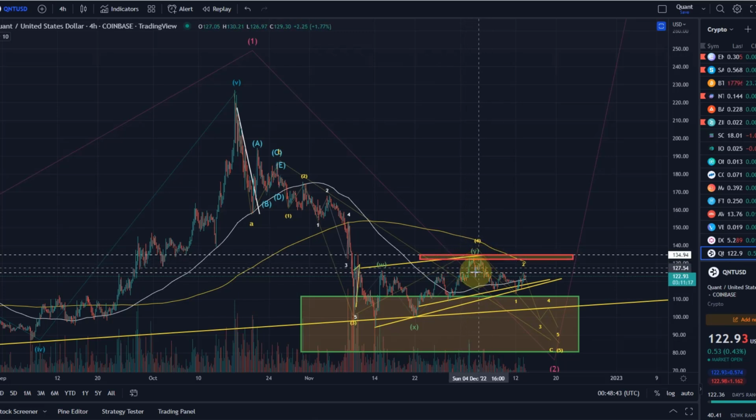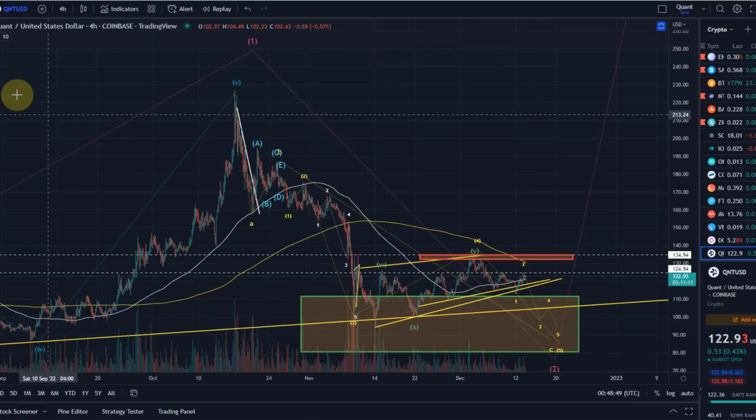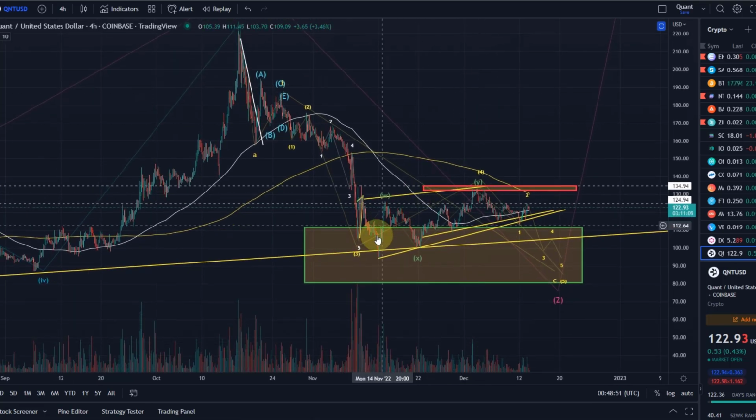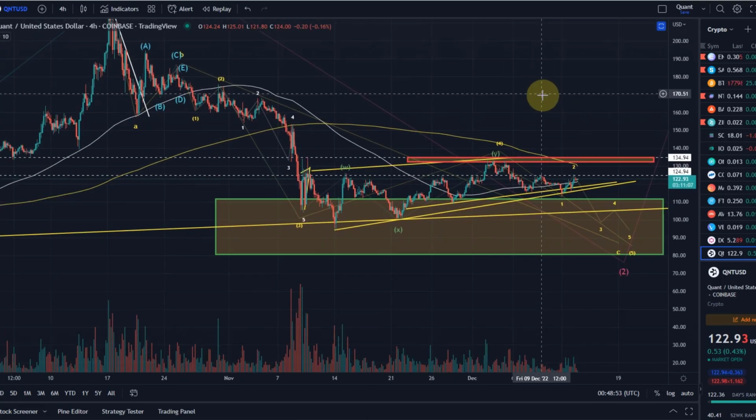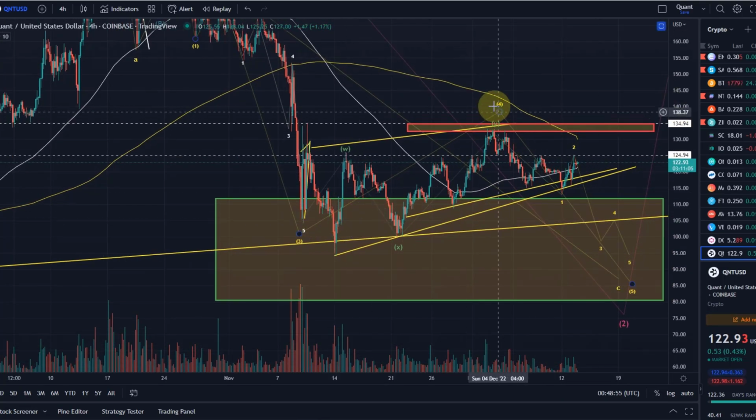It's also because we haven't really seen any bullish impulses since the low that was made here on the 14th of November. And actually this can be counted quite nicely as a corrective wave pattern, a wave four, which would still come down in the fifth wave. So we might have already peaked here in a wave four.